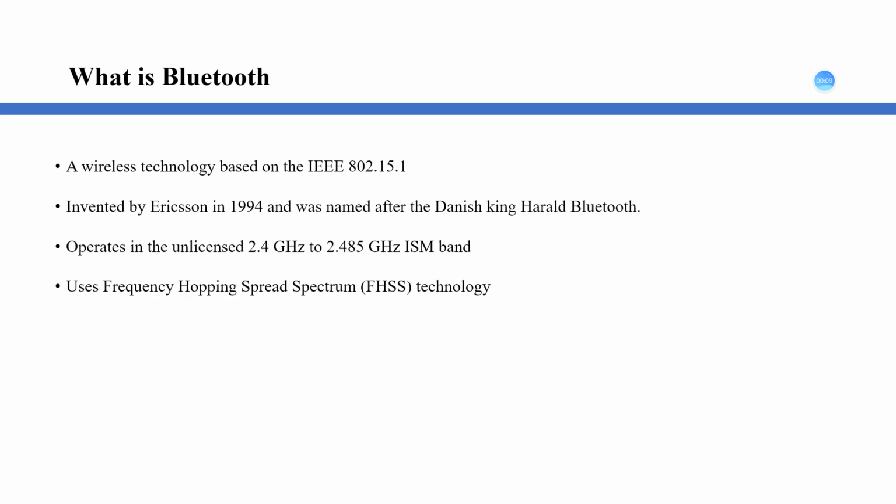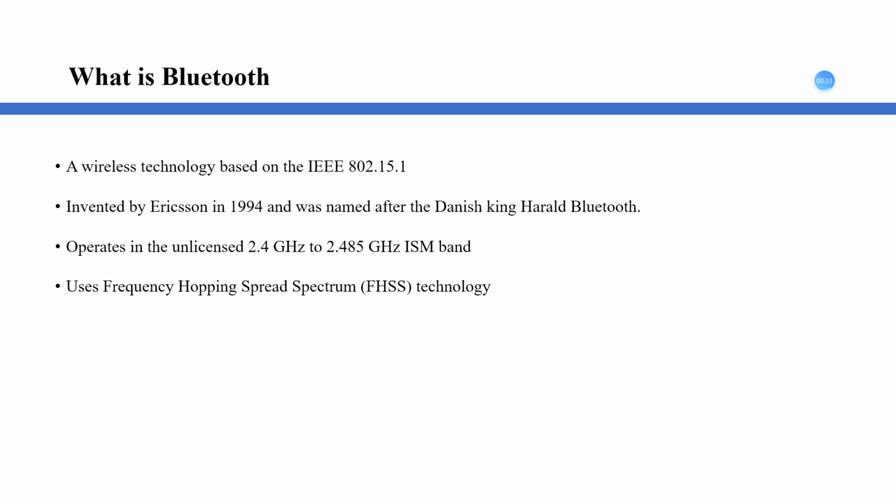First, we begin with what is Bluetooth. Bluetooth is a wireless technology based on the IEEE 802.15.1 standard. It was invented by Ericsson in 1994 and was named after the Danish king Harald Bluetooth. It operates in the unlicensed 2.4 GHz to 2.485 GHz ISM band.